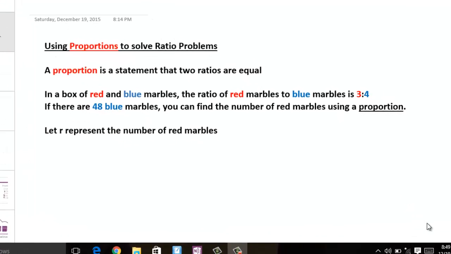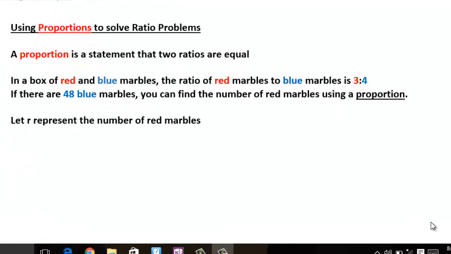Unit 2, Lesson 1, Using Proportions to Solve Ratio Problems. Before we start, we need to understand the meaning of proportion. A proportion is a statement that two ratios are equal.